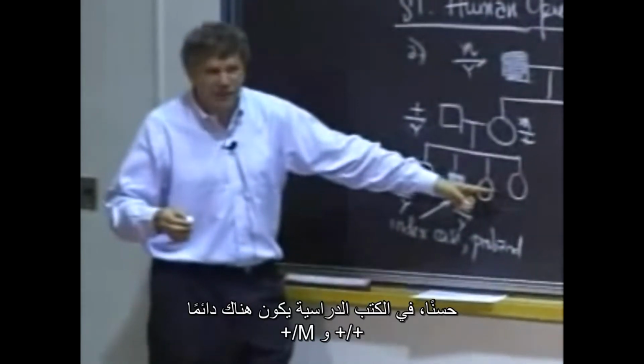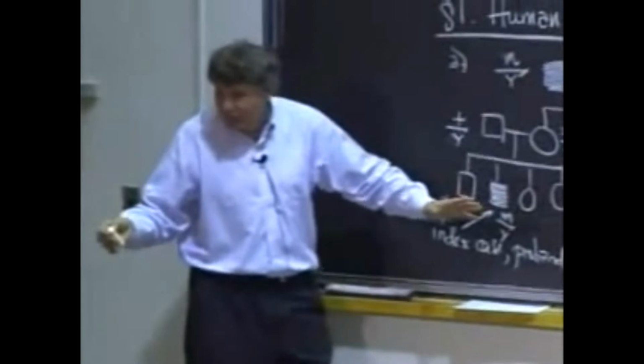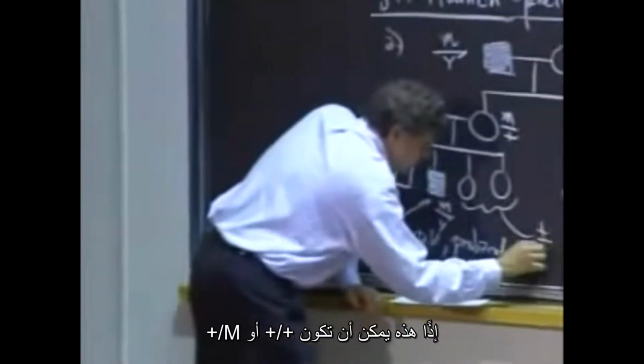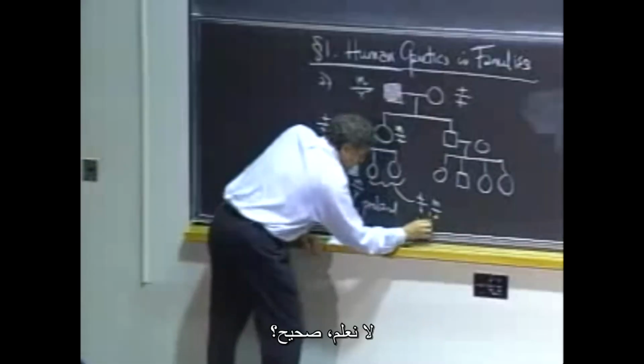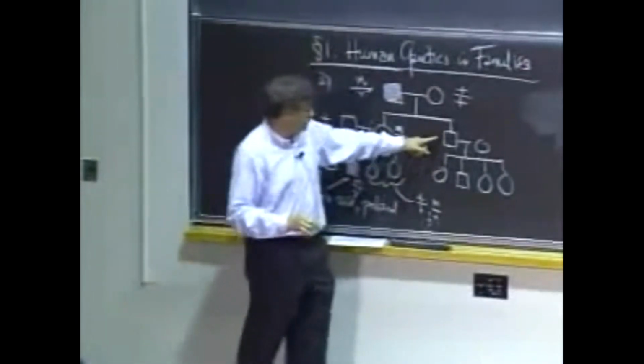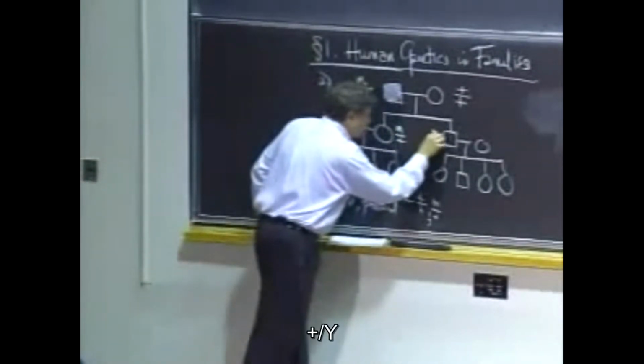Well, in textbooks, it's always plus over plus and M over plus. But in real life, we don't know, right? So this could be plus over plus or M over plus. We don't know. Okay? Now what about on this side of the pedigree here? What's the genotype here? Plus over Y.